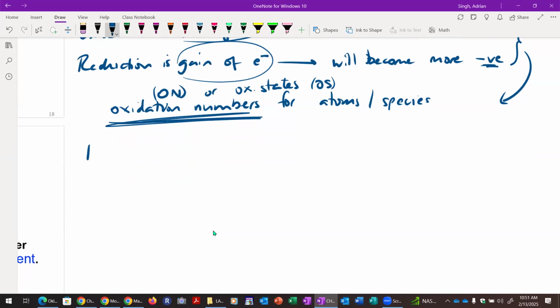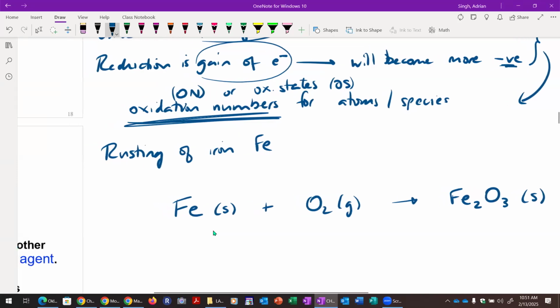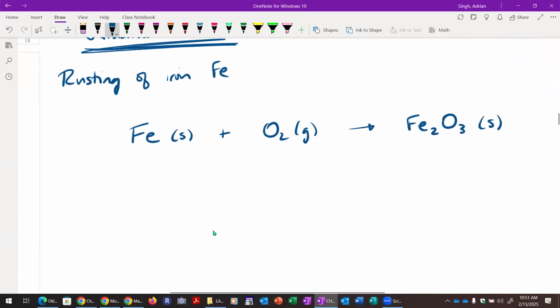We'll do, for example, the rusting of iron. Iron, as we know, is Fe. So Fe, iron, which is a solid, can react with oxygen, O2 in the air, which is a gas, to produce the rust, which is iron oxide, Fe2O3. That's our solid. I'm not going to balance the equation just for simplicity's sake. We just want to illustrate how we determine oxidation numbers.